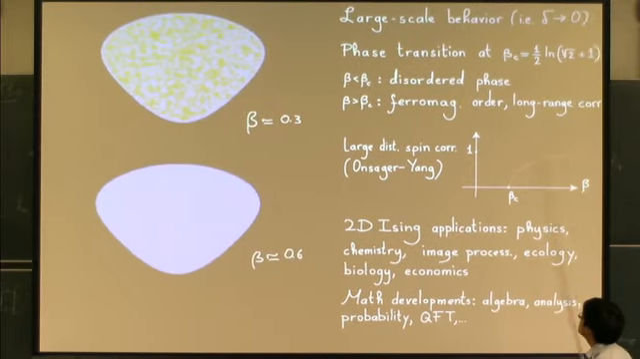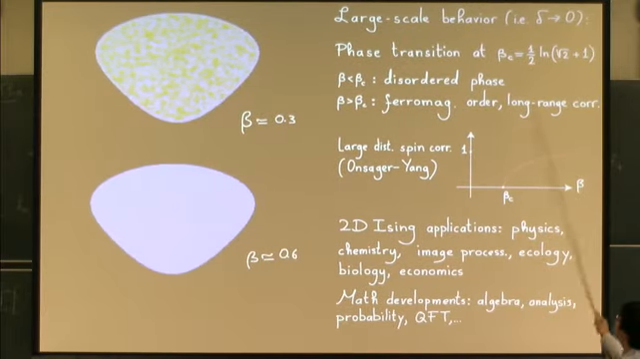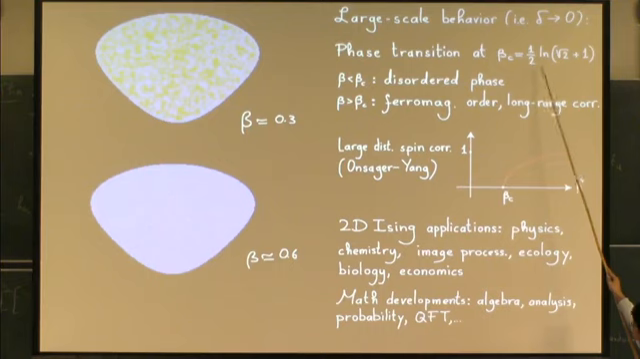So, okay, we are interested in large scale, and as I said, you have a phase transition. This can be written precisely. You have a phase transition at a precise value of beta for the square lattice, below which you are disordered, above which you are ordered. This can be made extremely quantitative.